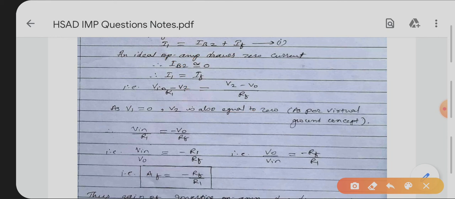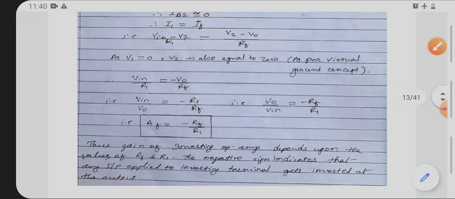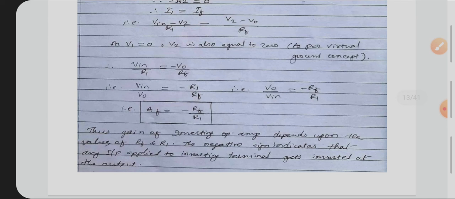Now, as we have seen in the virtual ground concept, if V1 is equal to 0, V2 is also equal to 0. Therefore the equation can be rewritten by putting V1 and V2 equal to 0: Vin by R1 is equal to minus VO by RF, because V2 is equal to 0. Rearranging this equation, we get Vin by VO is equal to minus R1 by RF, and finally VO by Vin is equal to minus RF by R1.